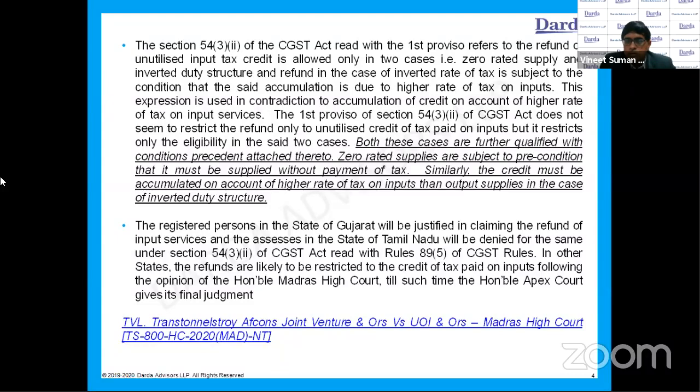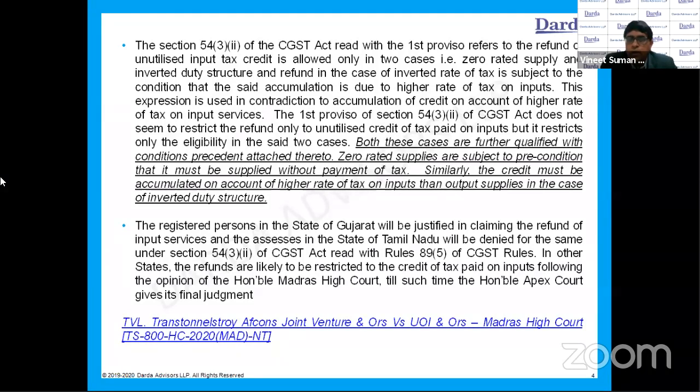Now, obviously, people filing the application in the state of Gujarat, they will have the benefit. They can follow that till the Supreme Court gives the reverse ruling. In Madras or Tamil Nadu, people have to follow the Honorable Madras High Court ruling. So no refund will be processed. In other states, it's an anomaly.